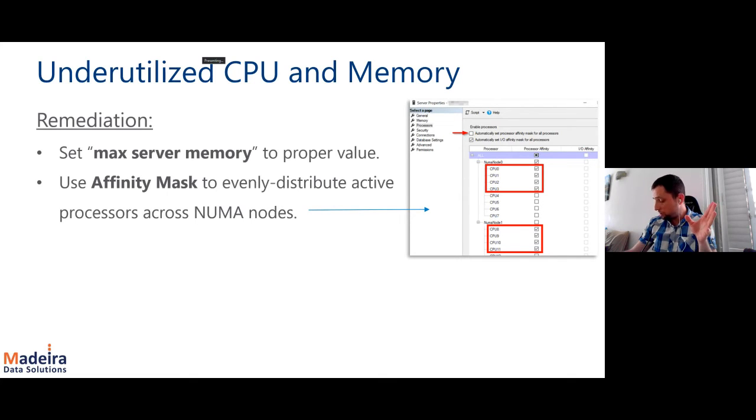There is a script in our toolbox. We have a toolbox in GitHub. I will show you the links at the end of the slide. With the script that does exactly this. It detects how many CPU cores there are, how many NUMA nodes there are, how many CPU cores are actually active or usable, and then sets an Affinity Mask automatically to evenly distribute those CPU cores. So that could be very useful.